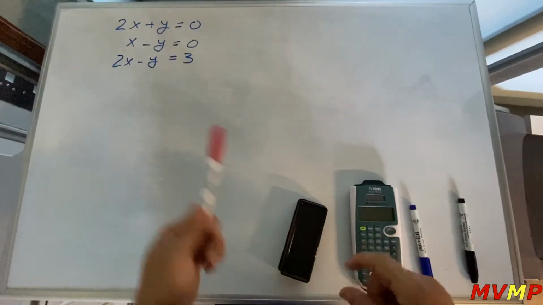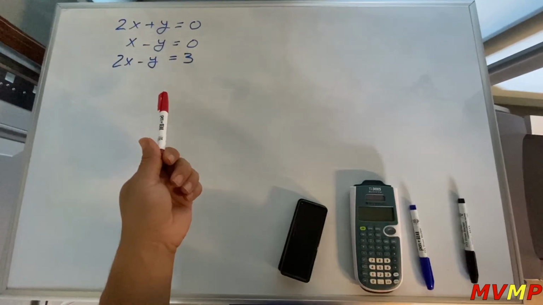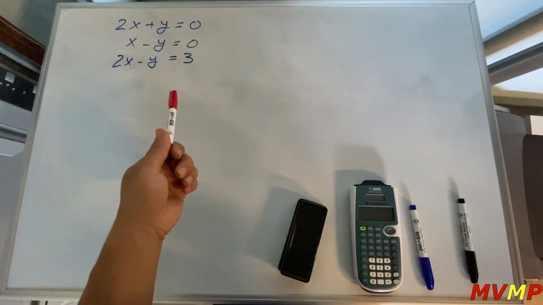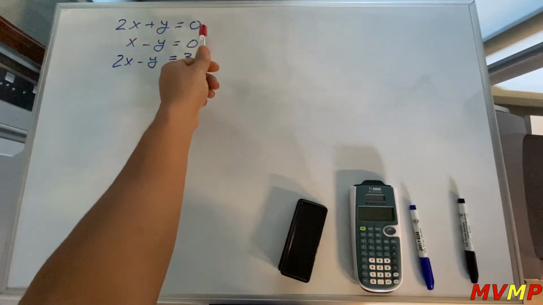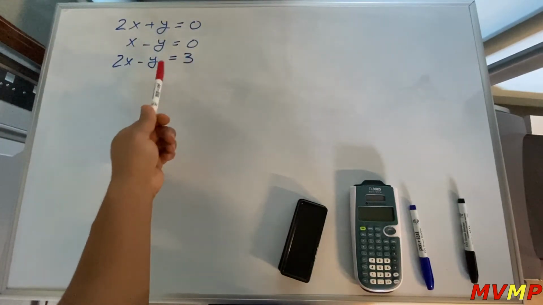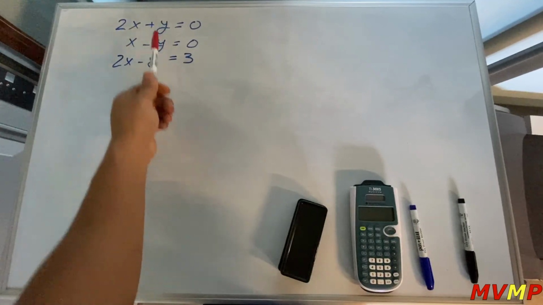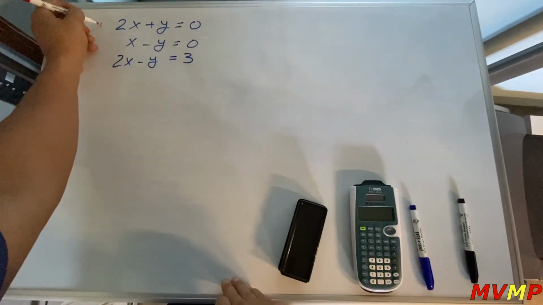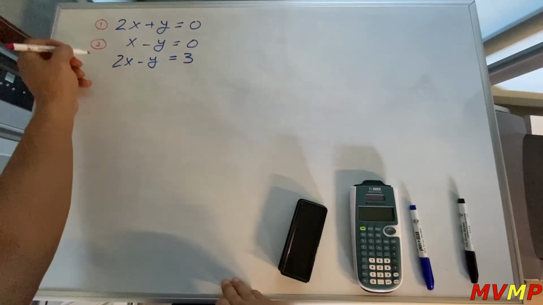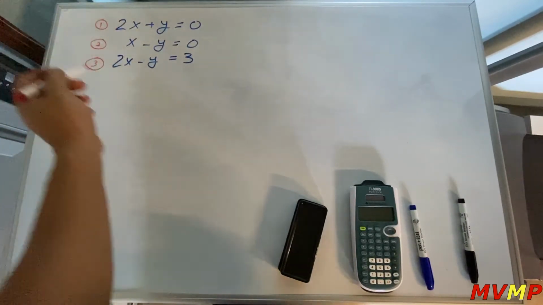So let's say you're given 3 line equations and you are asked to find the vertices. Now the vertices is the point of intersection between these 3 equations. So each equation, you solve it for y. So let's first label each one: 1, 2, 3.